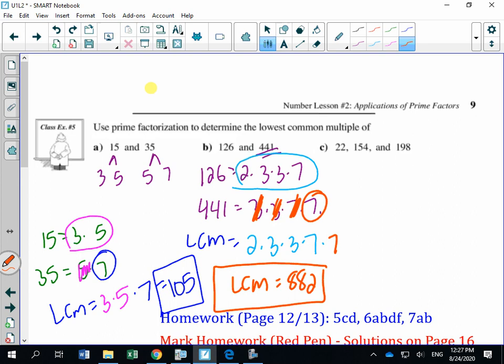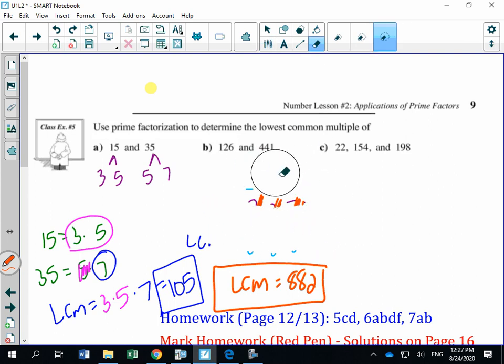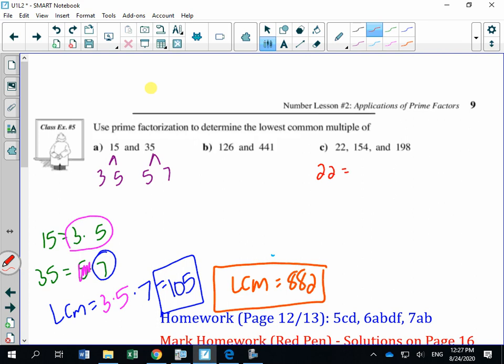Okay, let's do 3 numbers, because on your test, on your quiz, you're going to have 3 numbers. We're going to do the same thing as B. I'm going to give you the prime factorization because you guys know how to do that. And you're just going to see, can you figure out this lowest common multiple business? Okay, so prime factorization of 22 is 2 times 11. Prime factorization of 154 is 2 times 7 times 11. And prime factorization of 198 is 2 times 3 times 3 times 11.